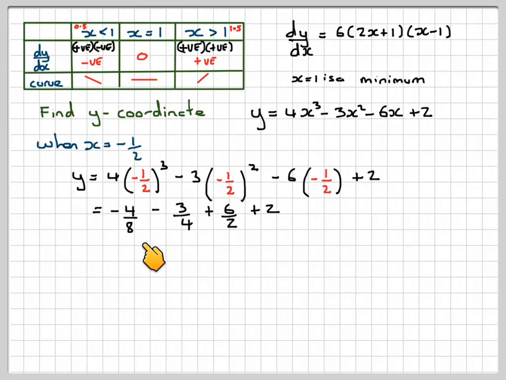This becomes minus 4 over 8. If you square a minus, it becomes positive. We've still got the minus 3, so we get minus 3 over 4. Minus times a minus makes plus 6 over 2, plus 2. So we're going to have minus a half minus 3/4, simplifying, plus 3 plus 2. If we simplify, that gives me minus 5 over 4 plus 5, which gives me 15 over 4.